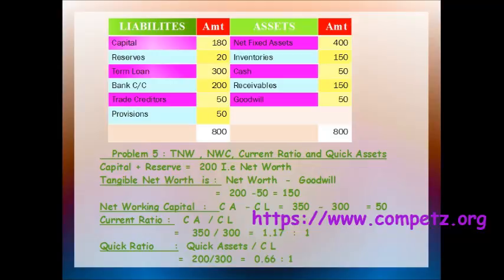For calculating quick assets, we need to calculate your current assets minus your stock minus your prepaid expense minus your advance tax. Here only stock is given. The current assets are 350. 350 minus your inventory, that is your stock, 150. So the balance quick asset is 200. We will write in the numerator 200 divided by your current liabilities or quick liabilities, that is 300, and we will get quick ratio as 0.66 is to 1.